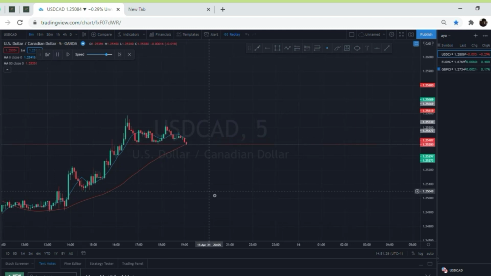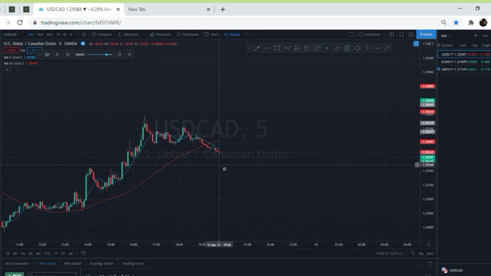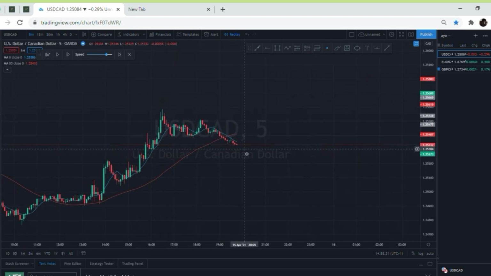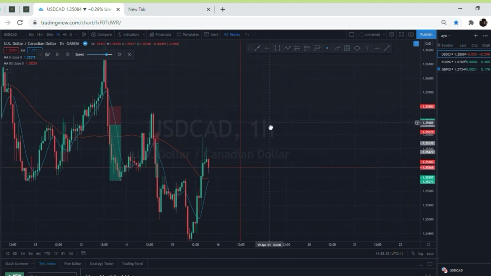Crossover yet. What's the time? Okay, so at this point we are not looking for entry anymore, because in 2 hours time market is going to be closing. So what do we do? We wait for the other day.